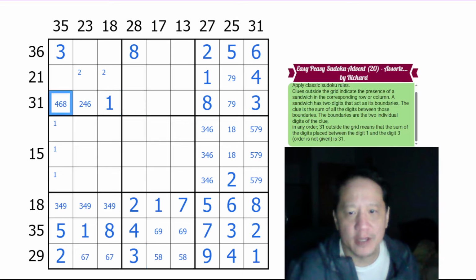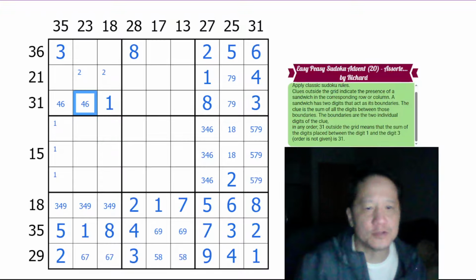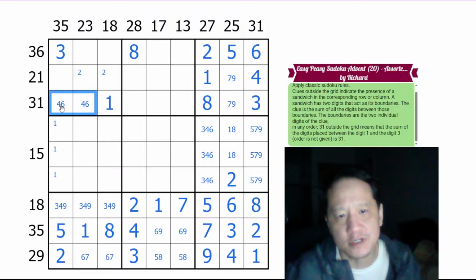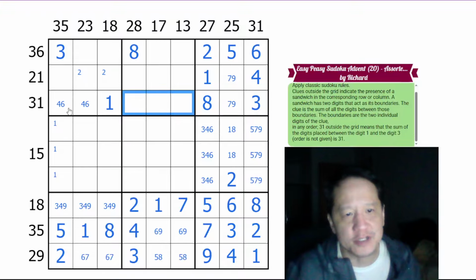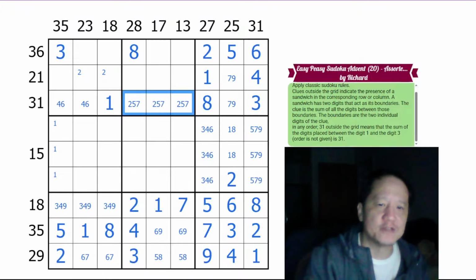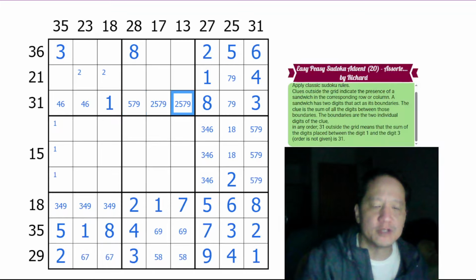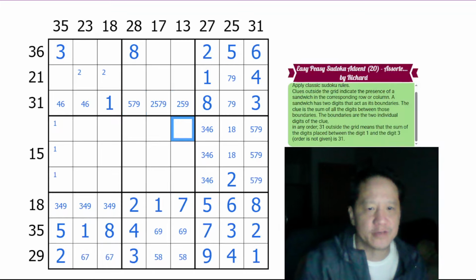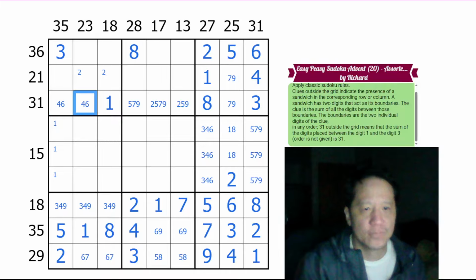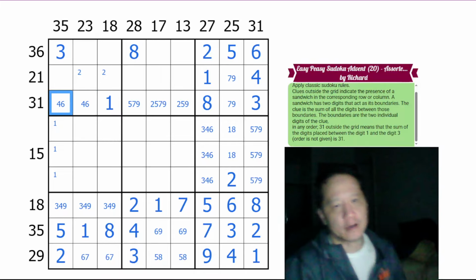This cannot be 8 and 2 anymore, adding up to 10. It's 4 and 6. Which means the remaining digits in row 3 are 2, 5, 7, 9. No 2 here because 2 in the column. No 7 here because of 7 in the column. This is 4, 6 as a pair.